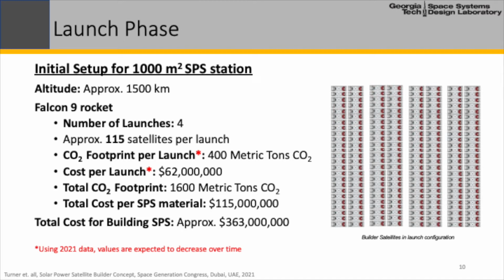The average Falcon 9 launch is responsible for 400 metric tons of CO2 and costs $62 million. The total CO2 footprint would be about 1,600 metric tons, and the total cost would be about $363 million to build our proposed solar power satellite.